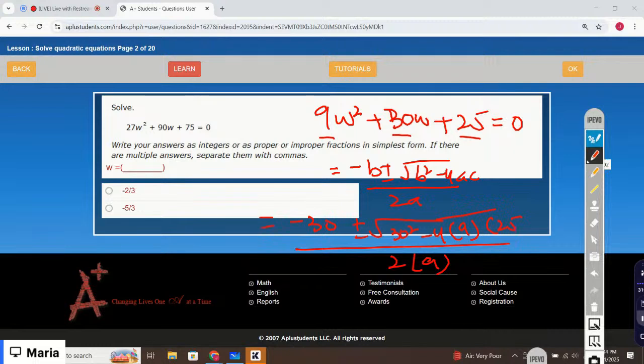Now let me do the calculations. 25 times 9 times 4 is 900 and 30 squared is also 900, so this would be 0. So now that is negative 30 divided by 18. 6 times 5 is 30 and 6 times 3 is 18. So the solution is negative 5 over 3. The correct option is negative 5 by 3. Option number 2 is the correct option.